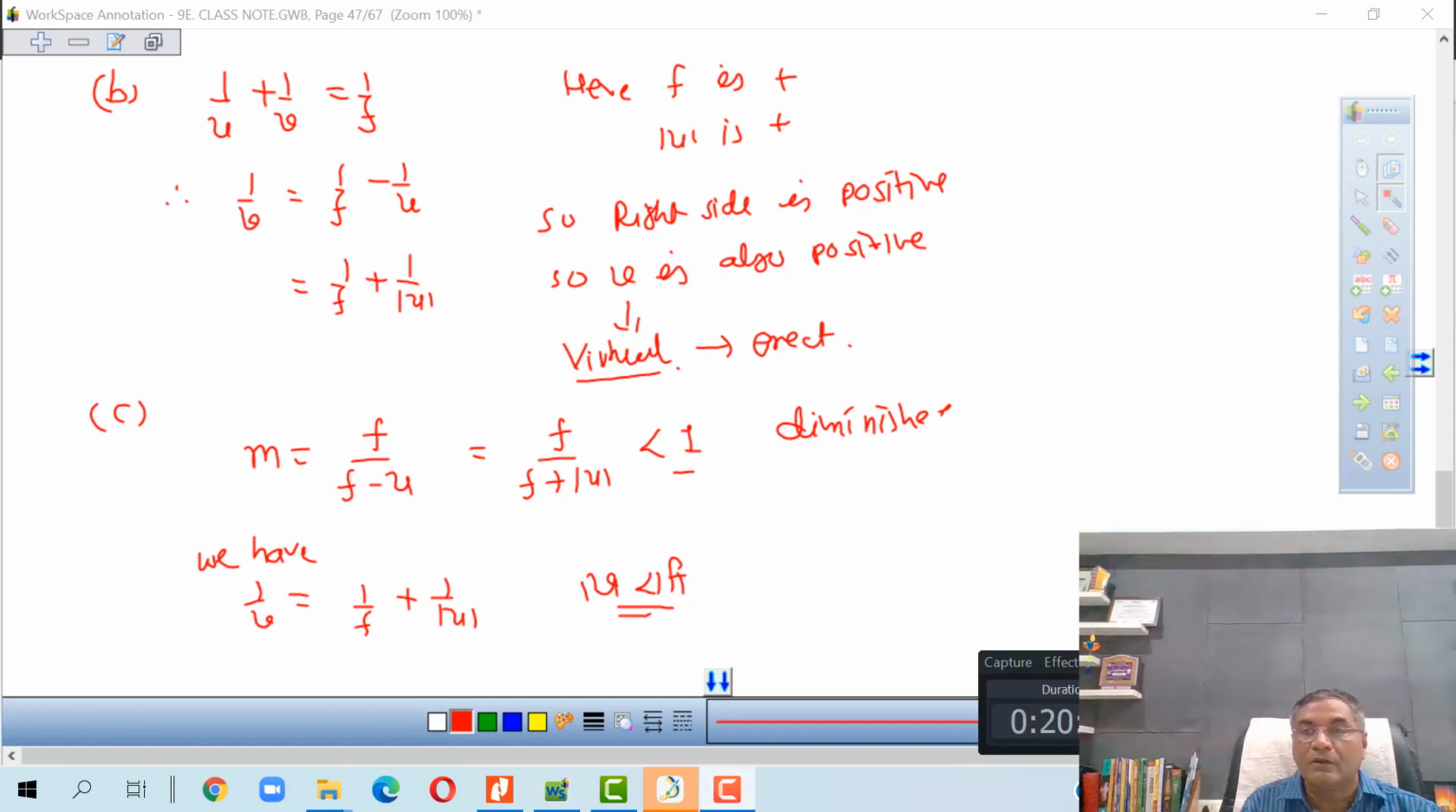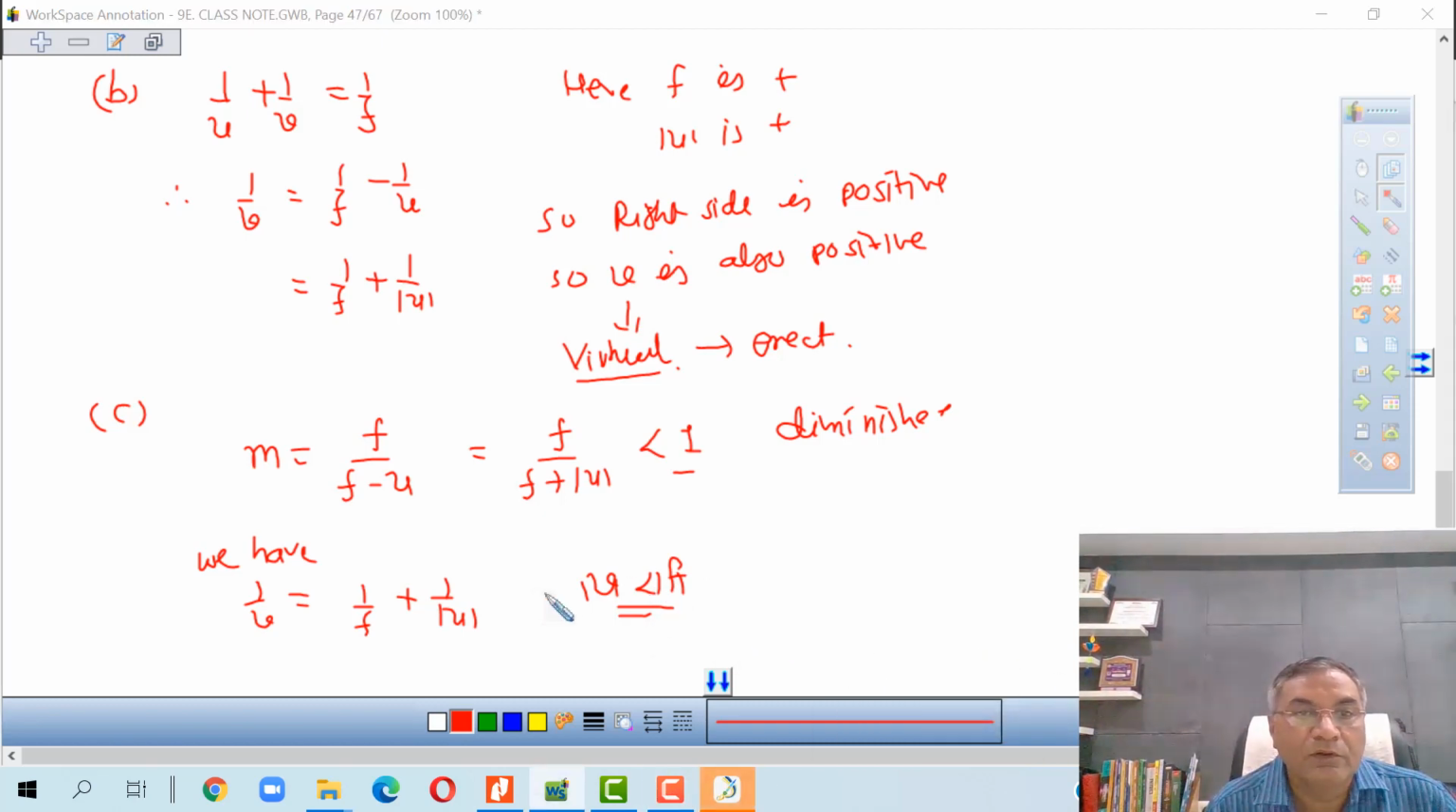Okay, got it? Okay, if u is equal to infinite, then v is equal to f, and when you have u less than infinite, this will contribute something. તો આ વેલ્યુ તમારી વધી જાય તો હવે તમારો v કેટલો થશે? f કરતા નાનો થશે. બરાબર છે?